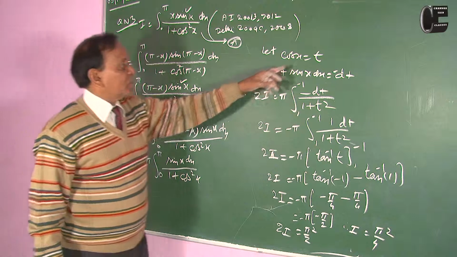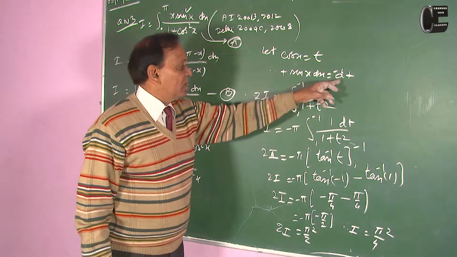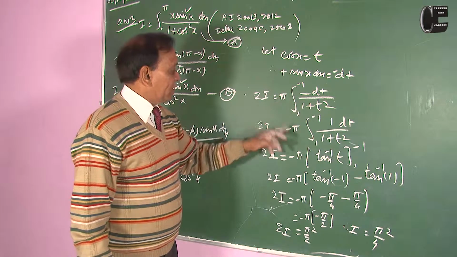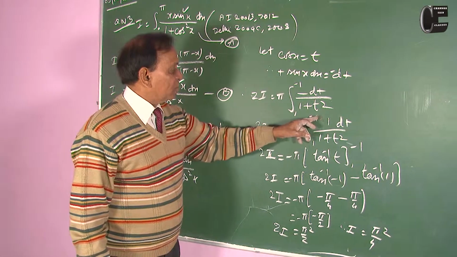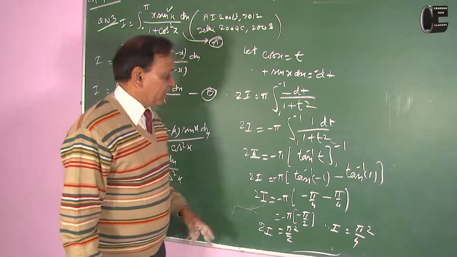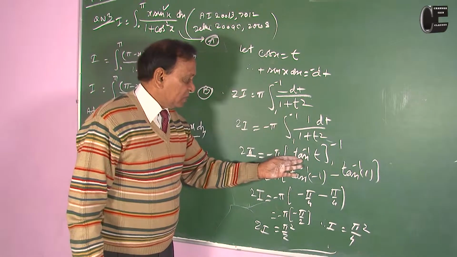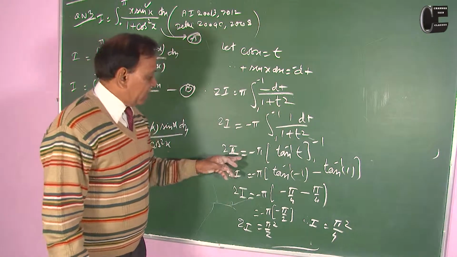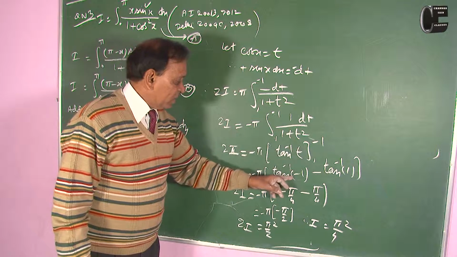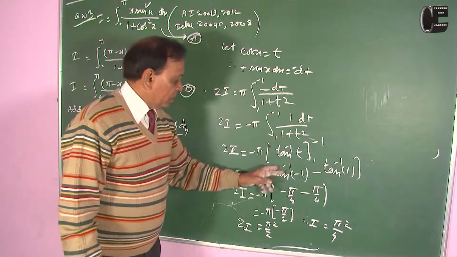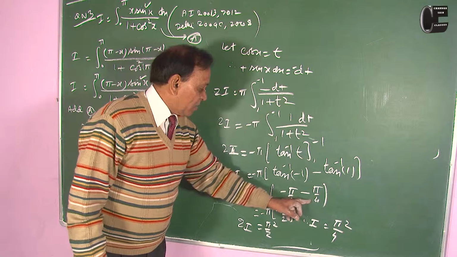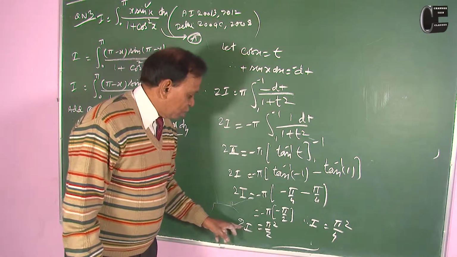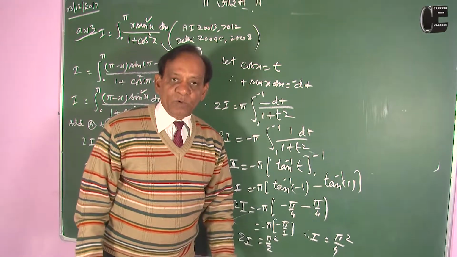Take cos x equal to t, then sin x dx will be minus dt. Therefore this will be minus dt over 1 plus t square. Take the negative out. Therefore integral from 1 to minus 1 of 1 over 1 plus t square dt, and its integral is tan inverse t. Put the upper and lower limits: minus pi, tan inverse of minus 1 minus tan inverse of 1. This is minus pi by 4, this is pi by 4. Minus pi by 2, minus into minus, plus pi square by 2. Therefore I equals pi square by 4.